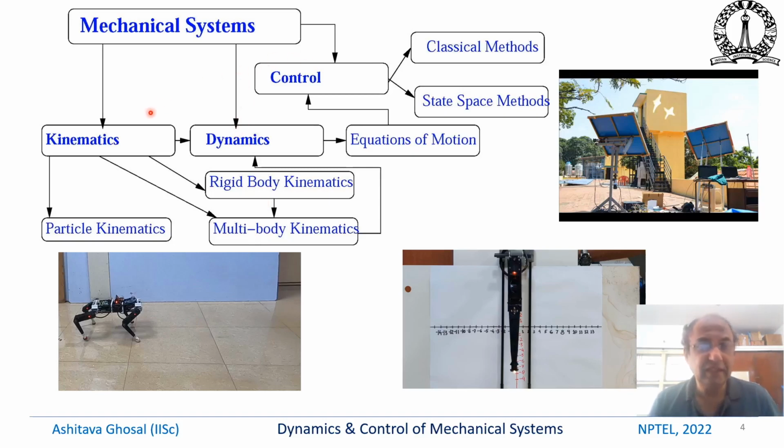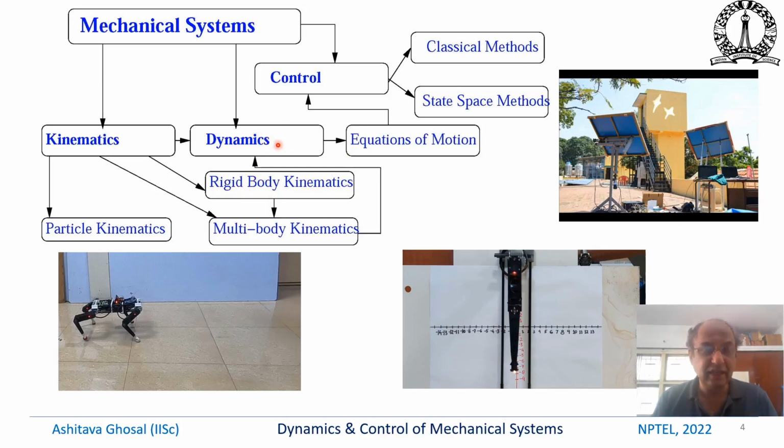Mechanical system basically consists of 3 areas of study. We have kinematics, dynamics and control. In kinematics, we can also have particle kinematics, where you consider the element as a point mass. Then we also have rigid body kinematics, where we look at both position and orientation of a rigid body. Several such rigid bodies make up what is called multi-body kinematics, and multi-body kinematics leads to this idea of dynamics. So in kinematics, we do not worry about the causes of the motion, whereas in dynamics, we look at how the motion is caused.